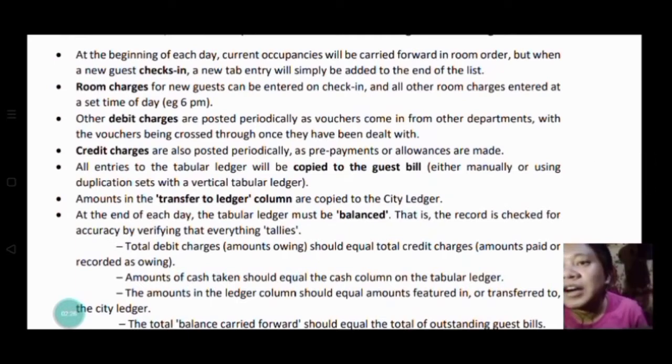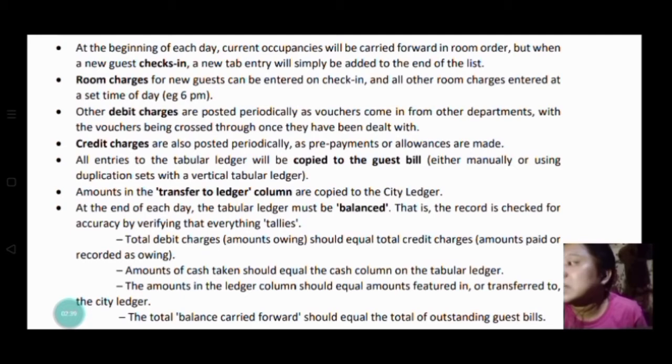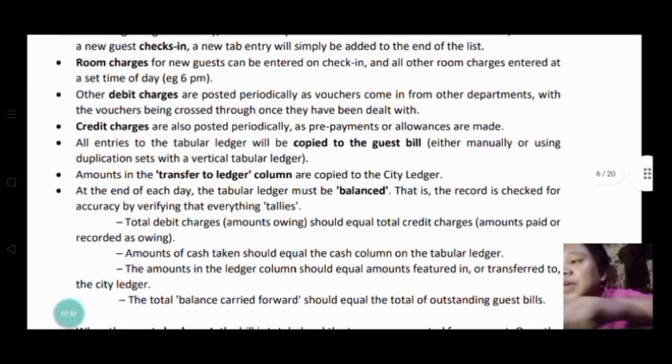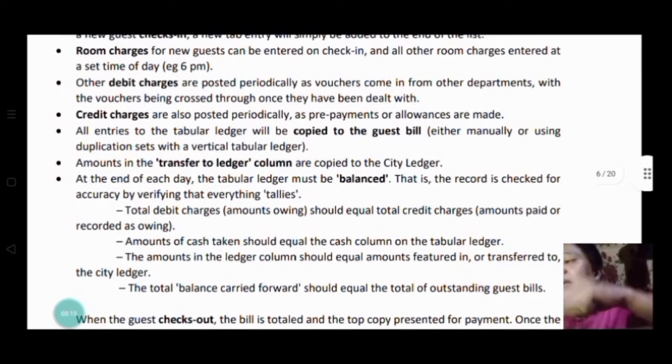Other charges are posted periodically as vouchers come in from other departments, with the vouchers being crossed through once they have been dealt with. So the debit charges include the list of payments to be made. For instance, in rooms with drinks, like a mini ref, if you take snacks, it is added to your debit charges because it is not free, especially in hotels where guests check in every day. Then they give vouchers to guests so they know what was charged, to avoid confusion.